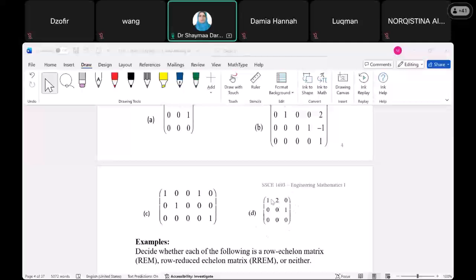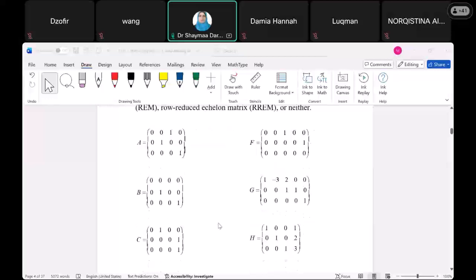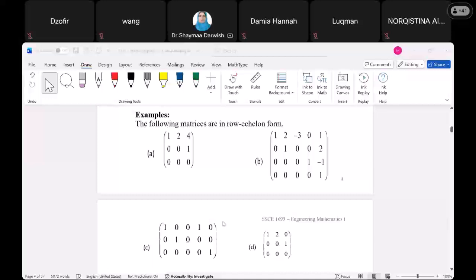Another example is here. The first non-zero number is 1. Second row, the first non-zero number is 1. This leading one comes to the right from the previous one. The rows having all 0 entries come at the bottom of the matrix. Okay, this one is in row echelon form, and also this one is in row echelon form.